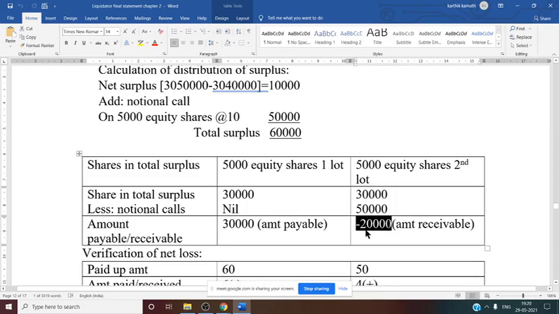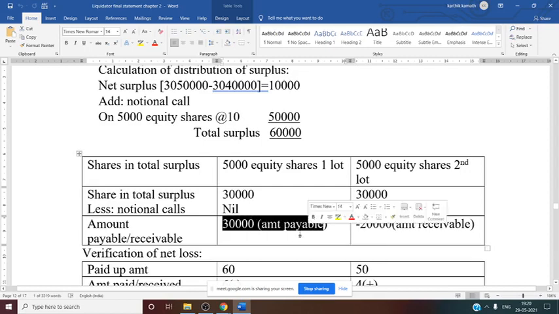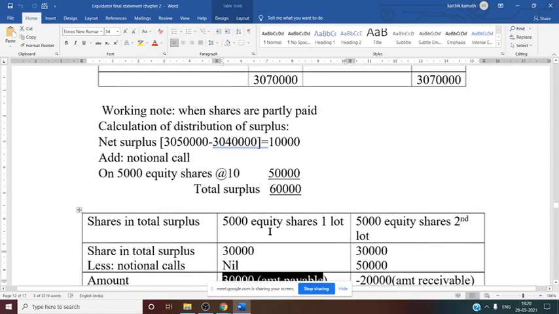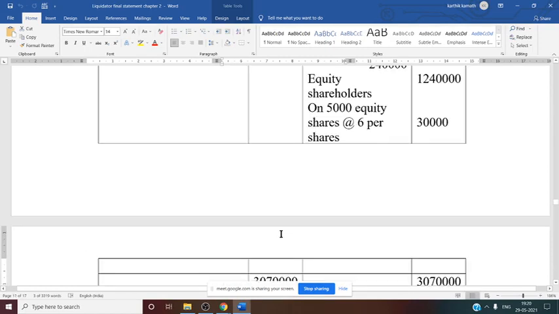So this minus 20,000 you have to write under the contributory side. You have to write this amount as amount receivable. So whenever there is a minus figure, amount receivable. Whenever there is a positive figure, amount payable. That one you have to remember. So after preparing this, what you have to do now, same thing you have to write in the main format. So main format, if you see, this is our format.